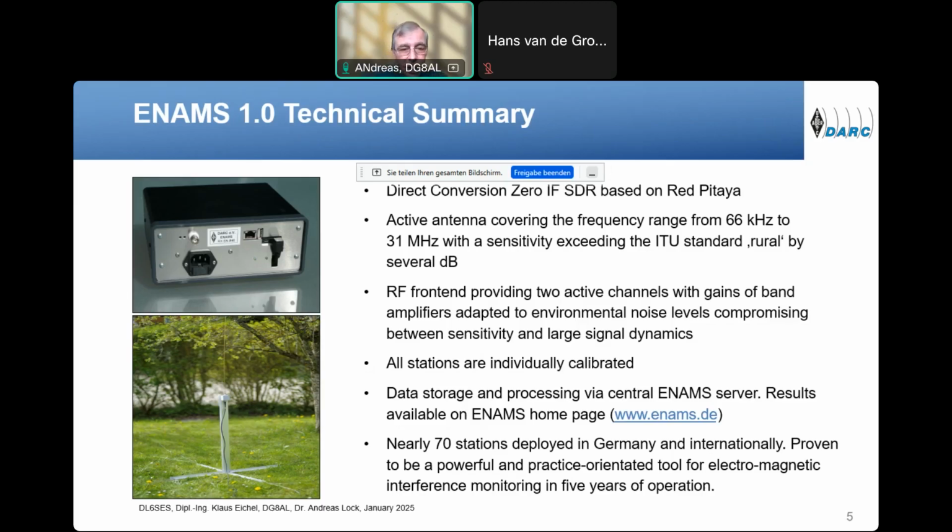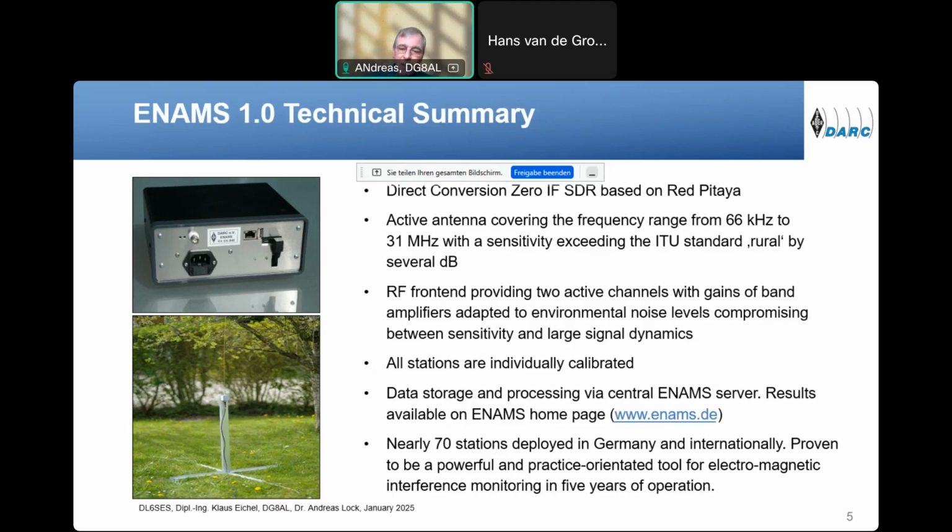So the RF front end has two active channels with gains of band amplifiers, which are adapted to the noise levels, compromising between sensitivity and large signal dynamics. Because in the lower frequency, we have strong medium wave and long wave transmitters with large signals. Therefore, it's more the signal dynamics. At the higher frequencies, it's more about sensitivity. Therefore, we use different gains in the two bands.